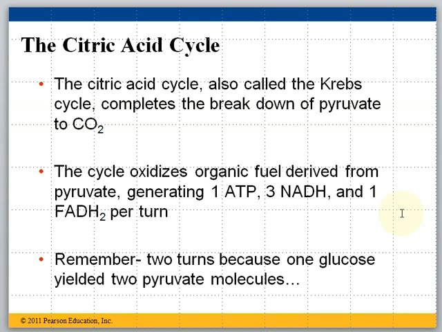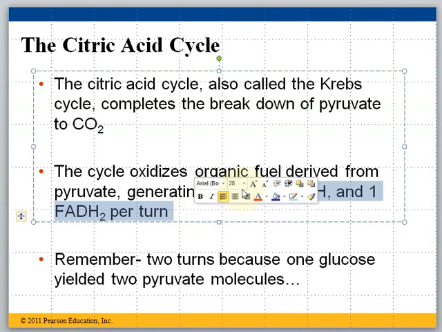And there's going to be 2 turns of this cycle because, remember, 1 glucose molecule gave us 2 pyruvate molecules. So for every 1 glucose, we got 2 pyruvates. So we'll have 2 turns of the citric acid cycle. Each of those cycles will create these materials that you see right there.